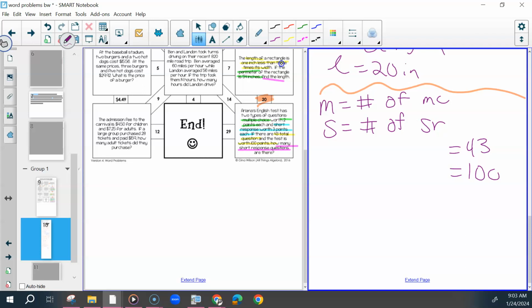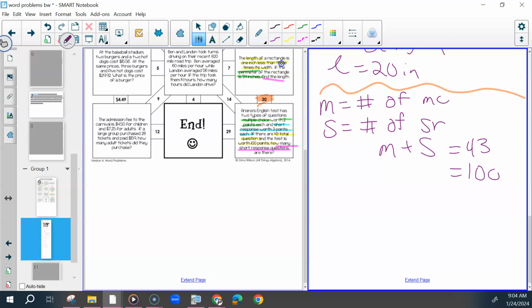So we know our variables are number of questions. Which of these totals represents total number of questions? 43. So we would put those two and add them together for 43.